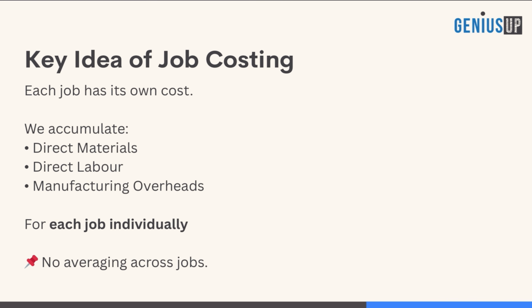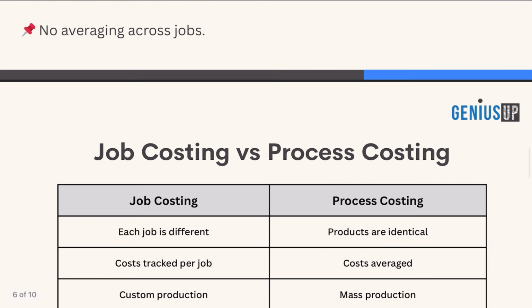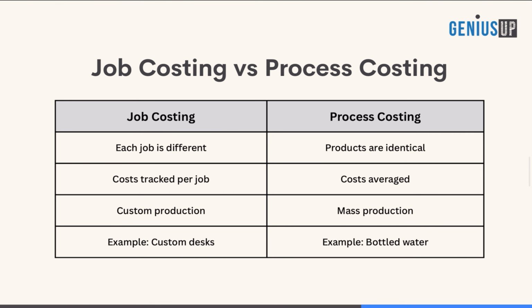We accumulate direct material cost, direct labor cost, and manufacturing overhead cost for each job individually. So we don't average across all the jobs. We accumulate cost for each job individually. So we must be able to trace how much of the cost each job consumed.